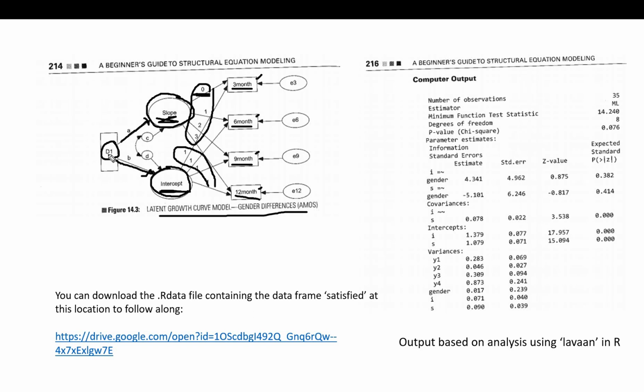Now, by virtue of including the predictor gender for slope and intercept, both of these have error terms that are given right here. So these are disturbance terms. And then you'll notice the double-headed arrows indicating that we are allowing those disturbances to covary. Now, on the right, you'll see we have the computer output. And as I was mentioning, there's an error. So really the output that's given is not actually correct in the textbook. So let me show you why that is the case.